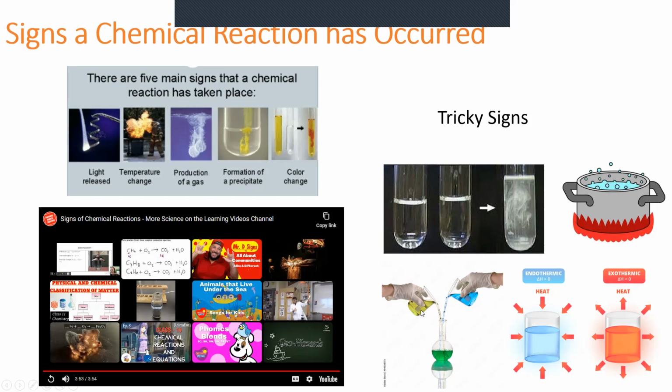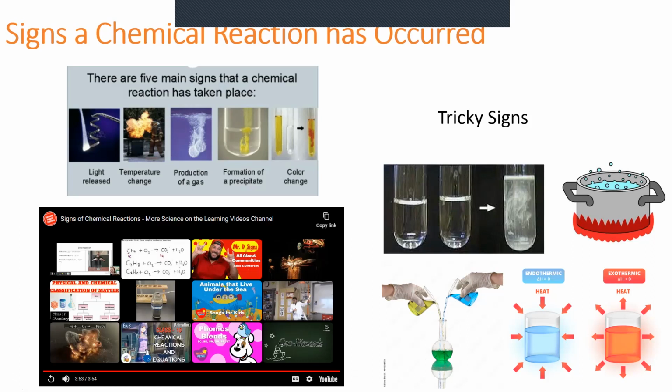You might say that as we mix this yellow and blue solution, we get a green solution, and that's a color change. But this isn't necessarily because of a chemical reaction. As we know, if we mix a yellow substance and a blue substance, as they combine, we could see a green color. That is not the indication of a chemical reaction.